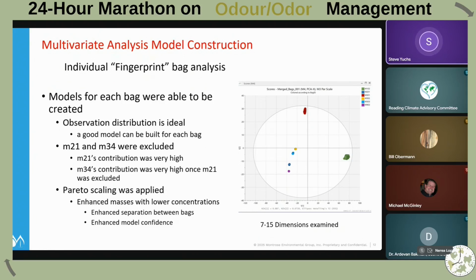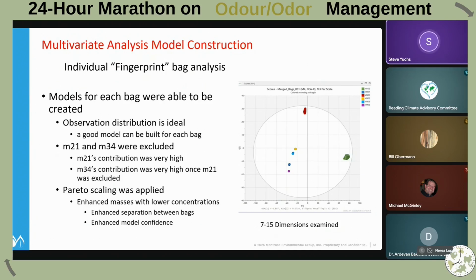which is what these little dots are here. And I'm sorry for the picture, it's kind of small and hard to see, but these represent individual fingerprint bags that were taken throughout the facilities and how well they cluster together. So for us, that's good. There's good separation from each different bag, which means that each fingerprint has a unique series of ratios of compounds that can be used to model future results.